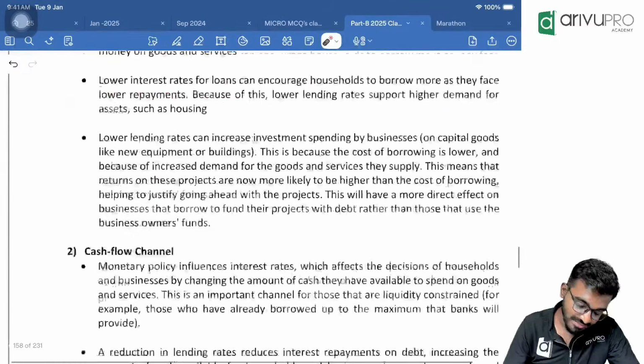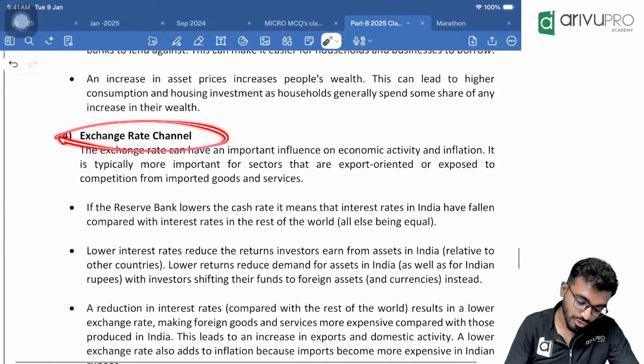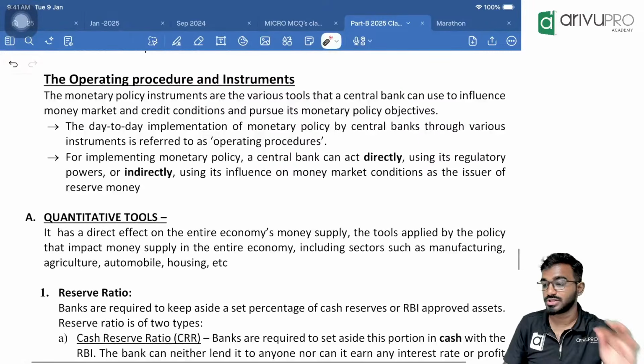First, the savings and investment channel. Second, the cash flow channel. Third, the asset price and wealth channel. Fourth, the exchange rate channel. Now comes the part where the most exam questions are going to come.